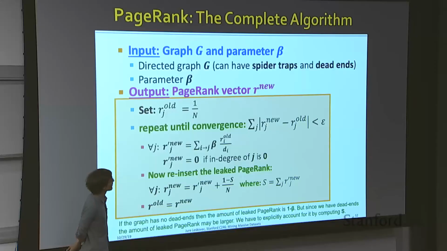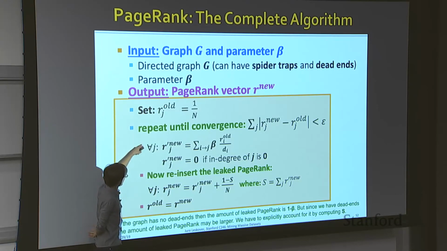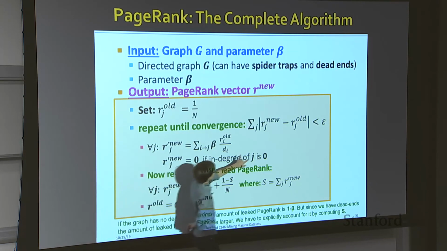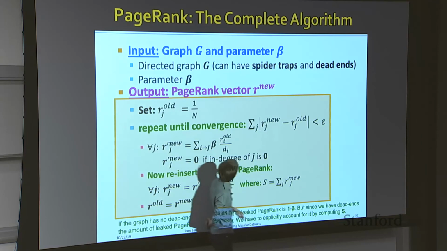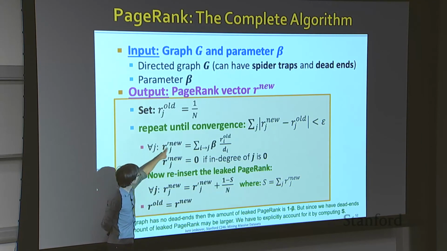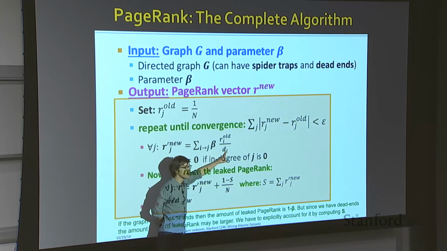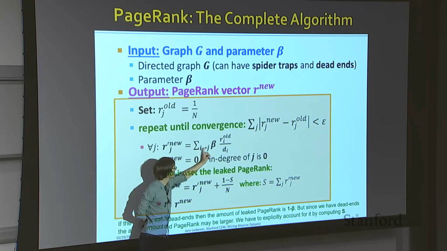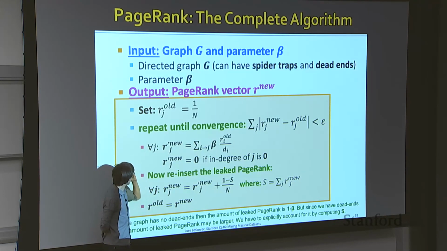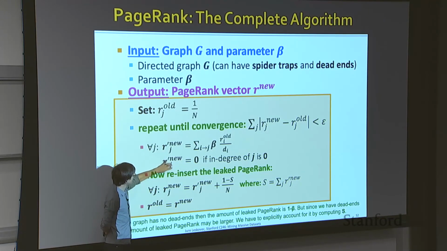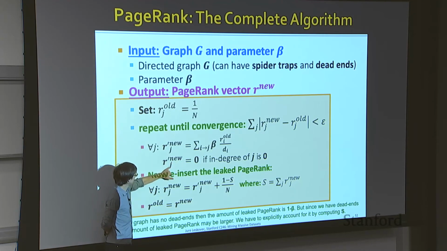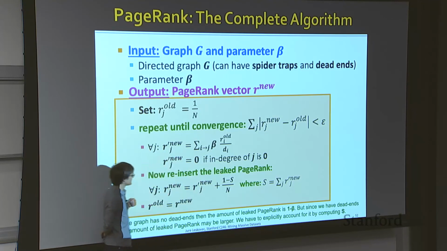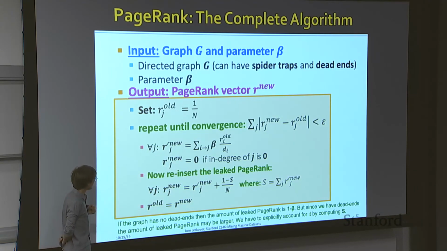And here is the entire algorithm. It's really 3 lines. This is the iteration, and I iterate until there is convergence. I compute the R new by taking R old divided by the degree of node i, times beta, over all the nodes i that point to node j. And by definition, the PageRank of node j is 0 if the in-degree of node j is 0, so if there is no way to get into the node.